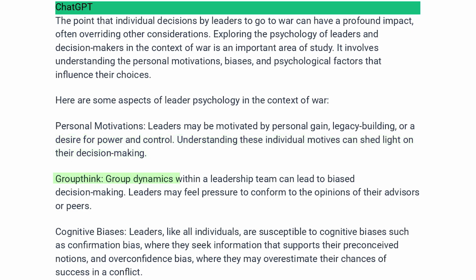Groupthink, group dynamics within a leadership team can lead to biased decision-making. Leaders may feel pressure to conform to the opinions of their advisors or peers. Cognitive biases. Leaders, like all individuals, are susceptible to cognitive biases such as confirmation bias, where they seek information that supports their preconceived notions, and overconfidence bias, where they may overestimate their chances of success in a conflict.